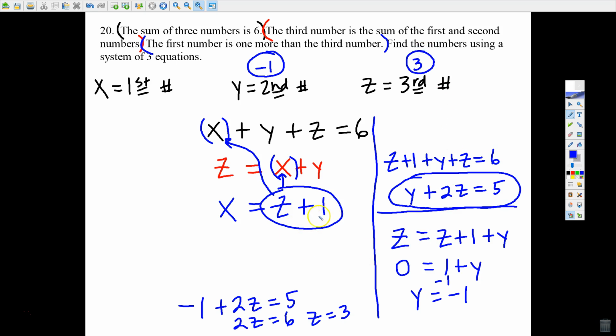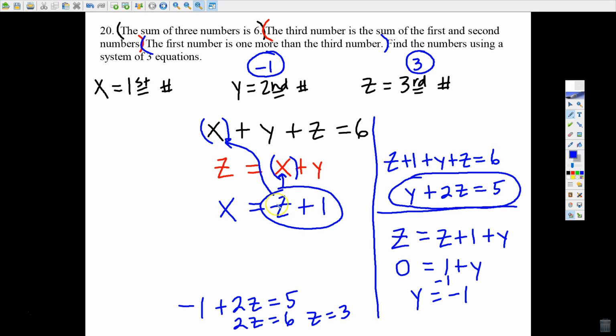And now you have a choice. Since you know what y and z are, you can go all the way back to the beginning. You can use this blue equation, plug in what you know for z. You got a couple of different options here. This looks like the easiest route.